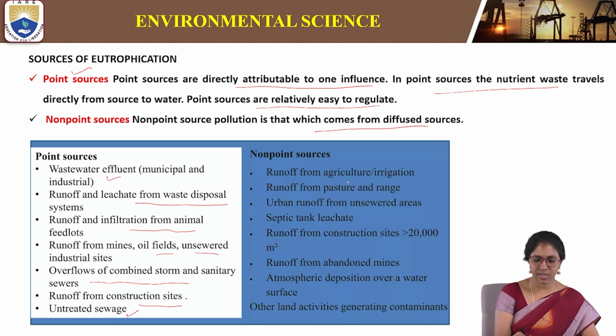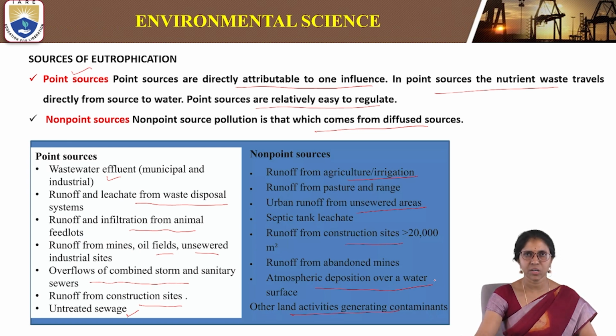Non-point sources include runoff from agriculture and irrigation, runoff from pasture and range, urban runoff from unsewered areas, septic tank leachate, runoff from construction sites, runoff from abandoned mines, atmospheric deposition over a water surface, and other land activities generating contaminants. So these are the two types of sources of eutrophication: point sources and non-point sources.